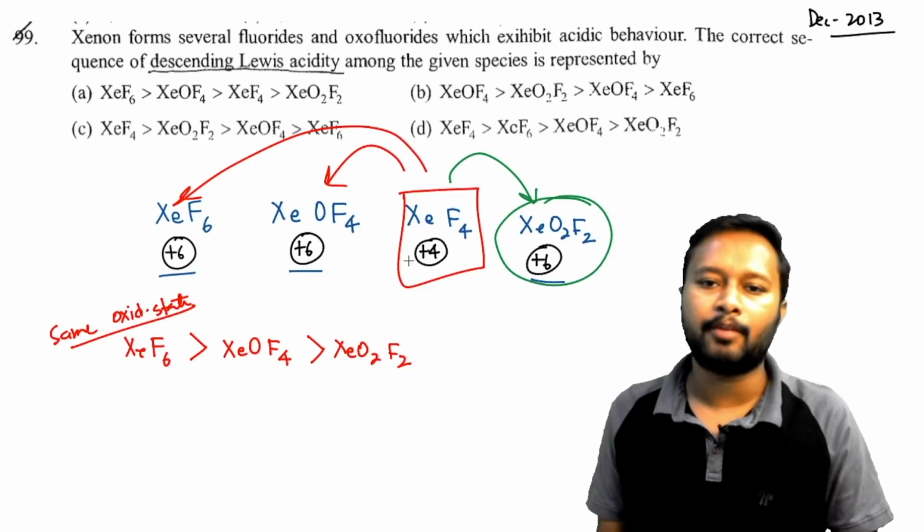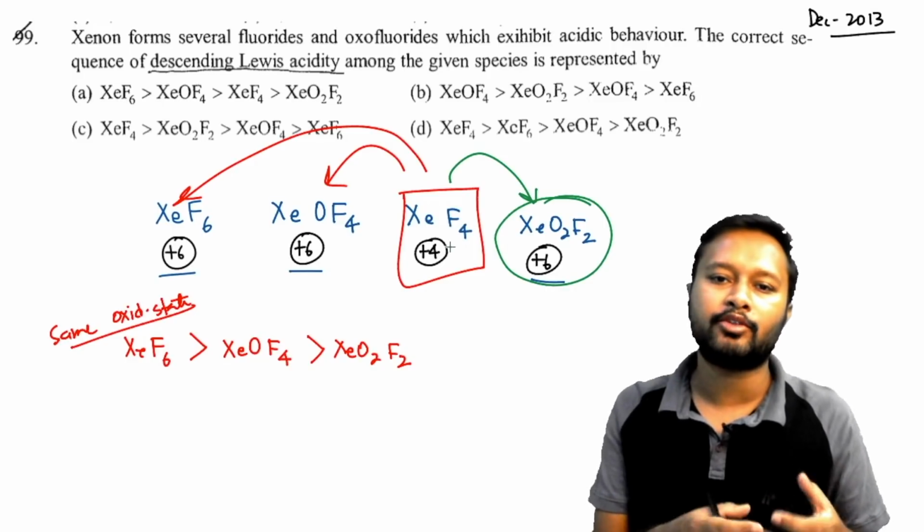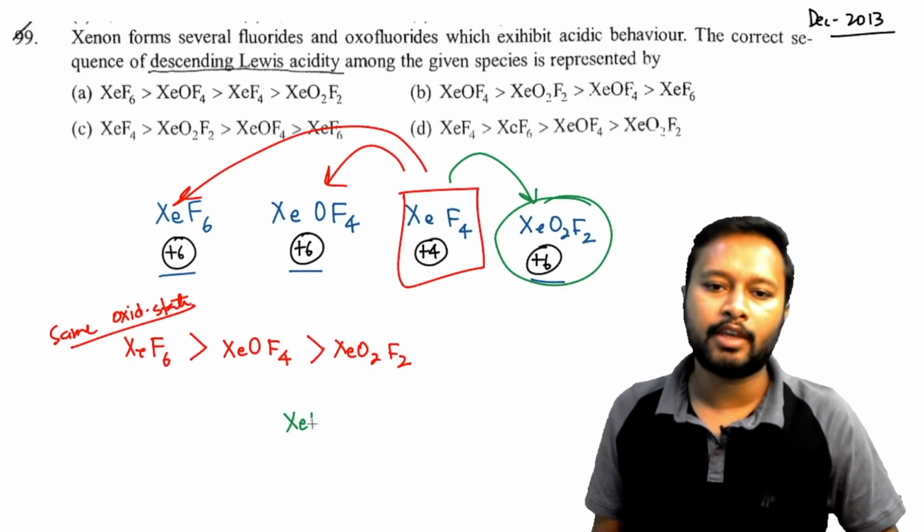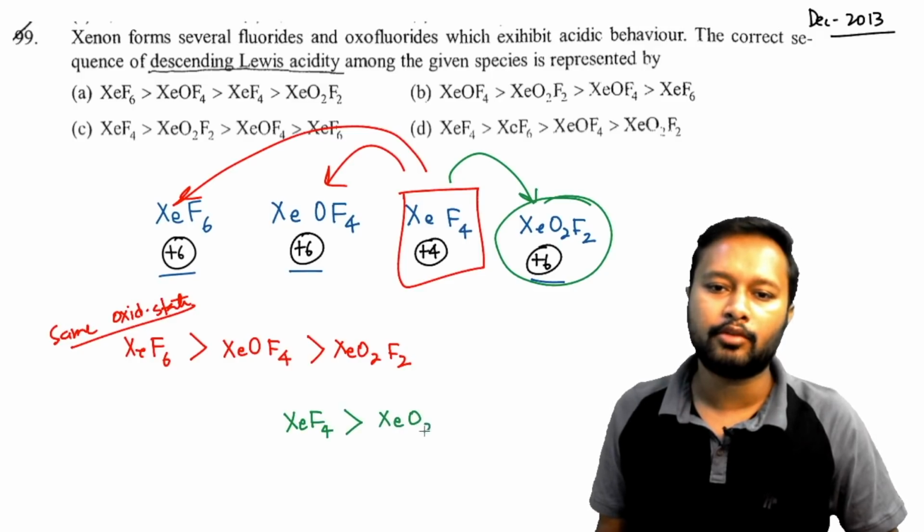Okay, so if you compare both of them, you will find that with the lower oxidation state, XeF4 has more number of fluorine atoms, so that's why it should be more acidic. So that means XeF4 is more acidic than XeO2F2. So that's what you have got. That means XeF4 should lie in between XeO2F2 and XeOF4.